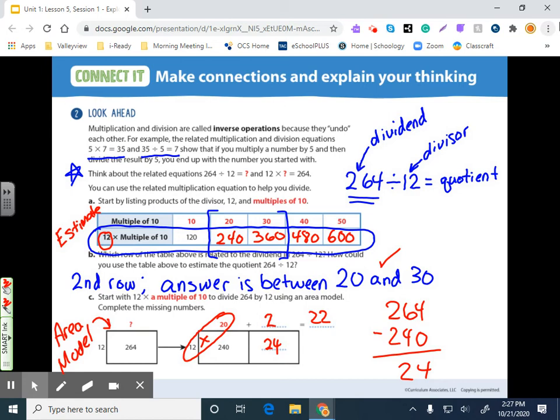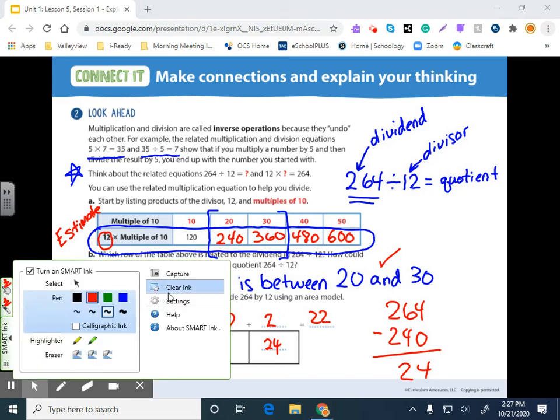Is the area model practical? No. Does the area model help us kind of break apart a division problem and understand how it works? Yes. But just like with multiplication, we will be working towards a standard algorithm way of doing things. Okay, so look down at 3, at the very bottom of the page.